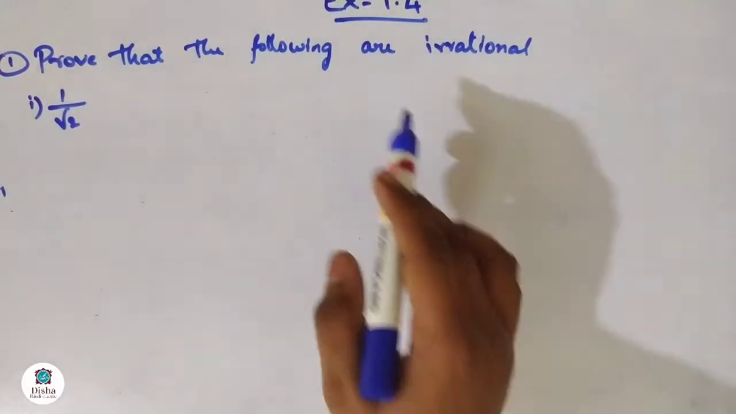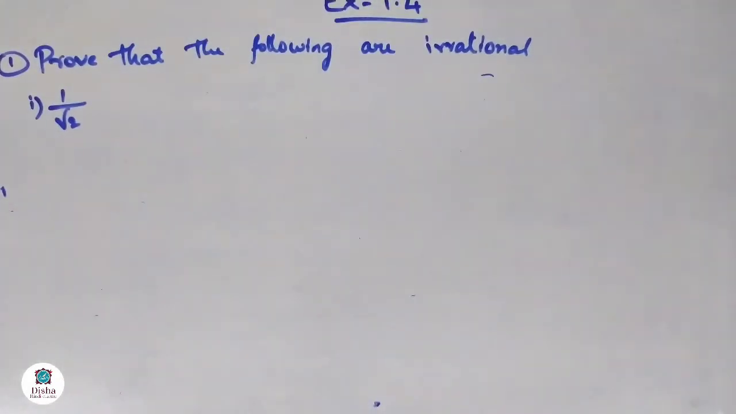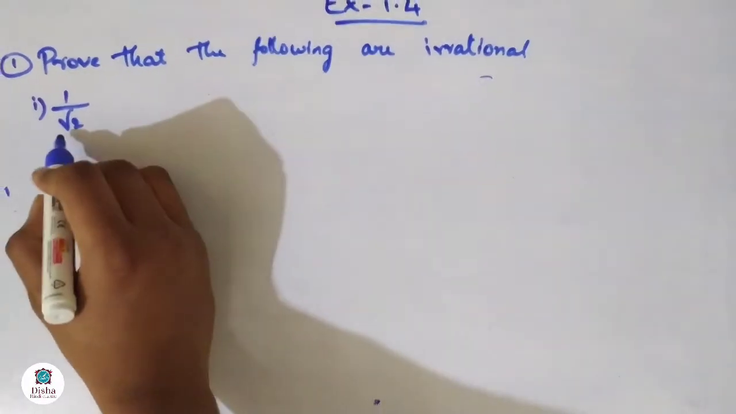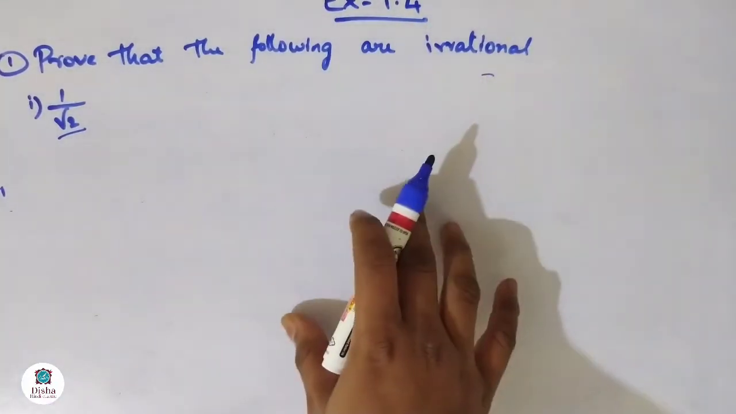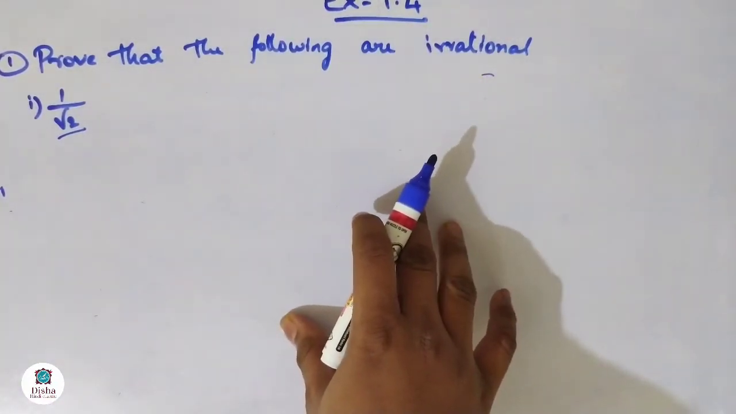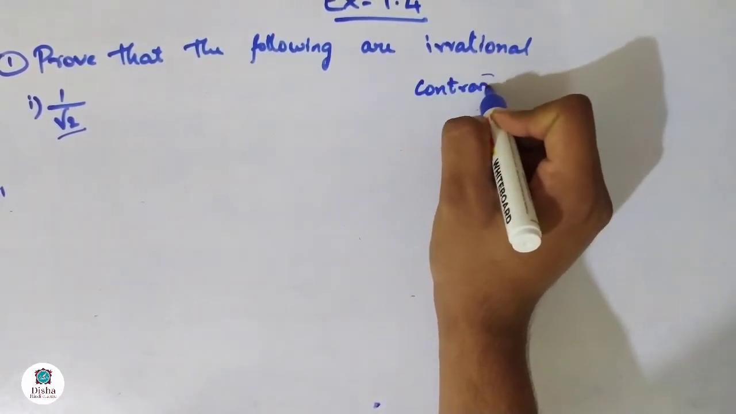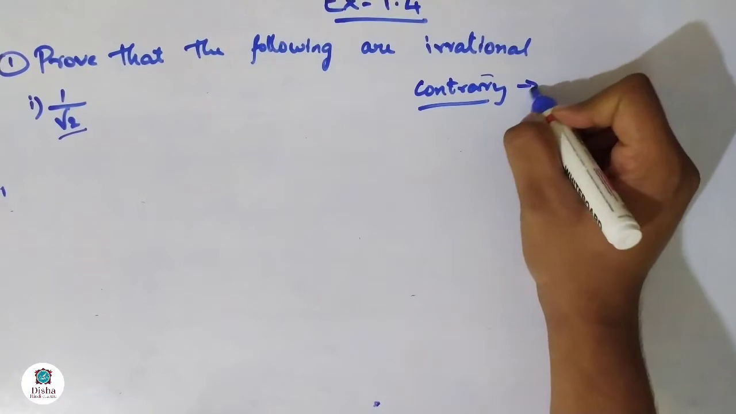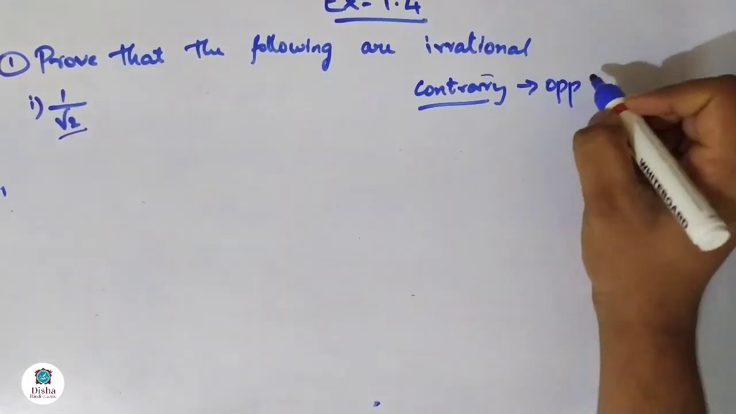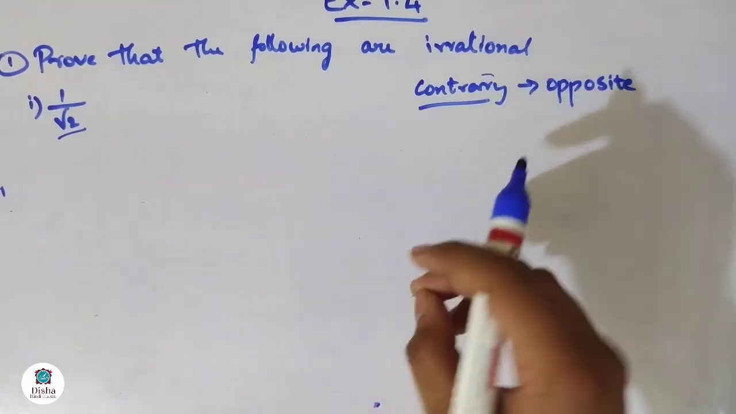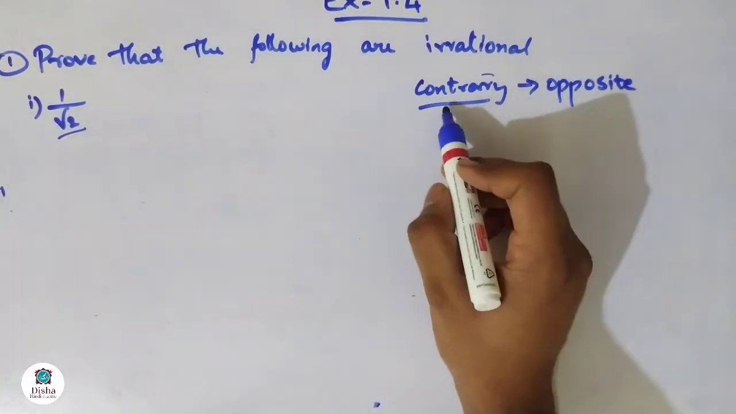Now we are going to see the exercise problem, that is, prove that the following are irrational. We have to prove that the given numbers are irrational. So we have 1 by root 2. In this exercise we have to remember one word, that is contrary, which means opposite. Opposite to something, opposite to direction, opposite to anything means contrary.